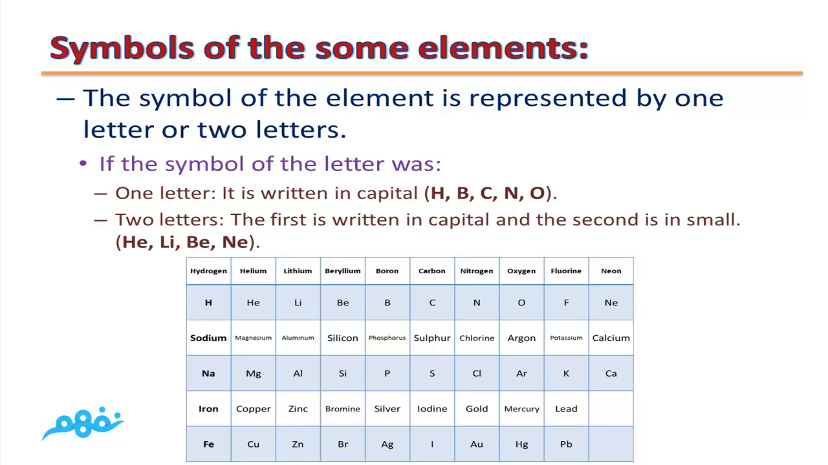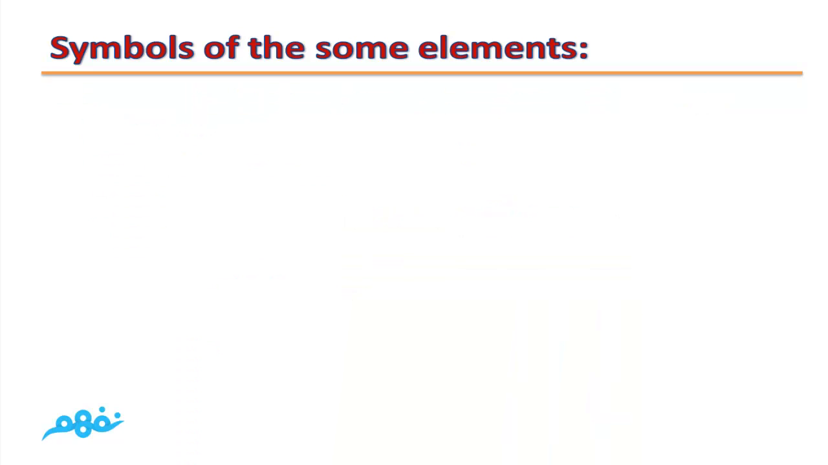If the symbol is formed from 2 letters, the first one must be written in capital and the second one in small. For example, helium, H capital, e small. Lithium, L capital, i small. Beryllium, B capital, e small. Neon, N capital, e small, and so on.